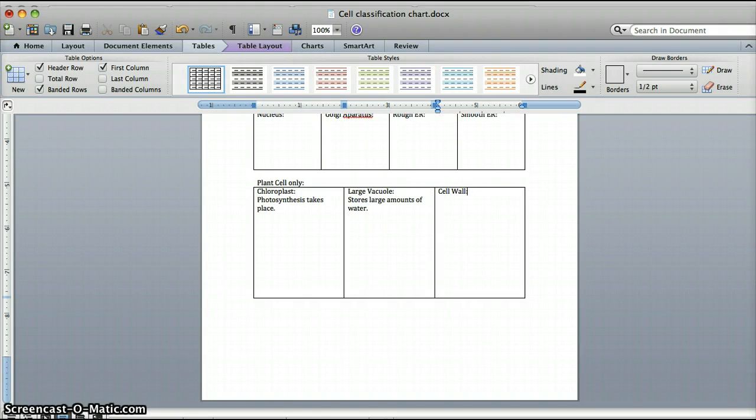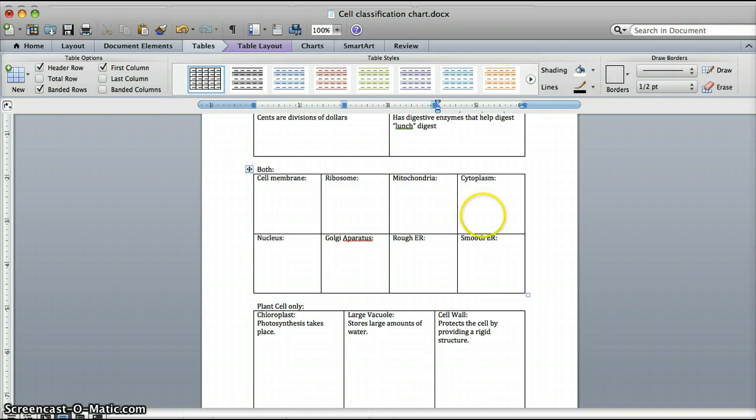Now, a cell wall. Cell walls are also only found in plant cells. And a cell wall protects the cell by providing a rigid structure around the cell. Now, plants go through water and sunlight and heat and really cold temperatures, so it needs something that's going to protect it from those things. So in plant cells only, cell walls are found, and they protect the cell by providing a rigid structure.